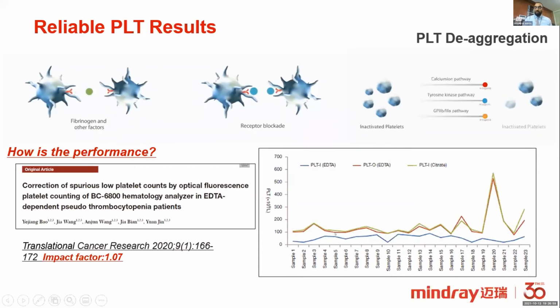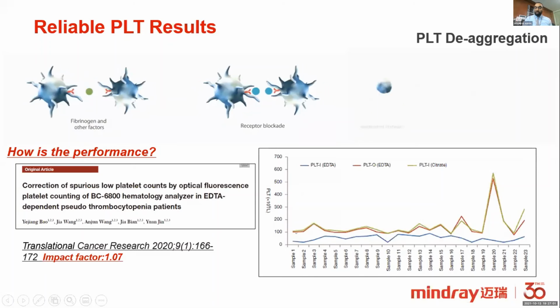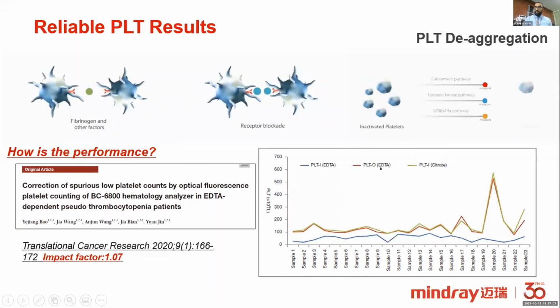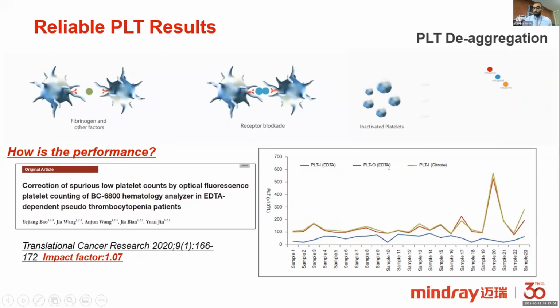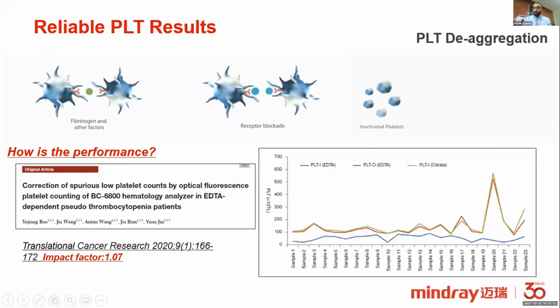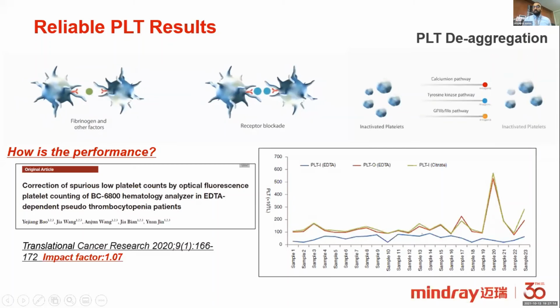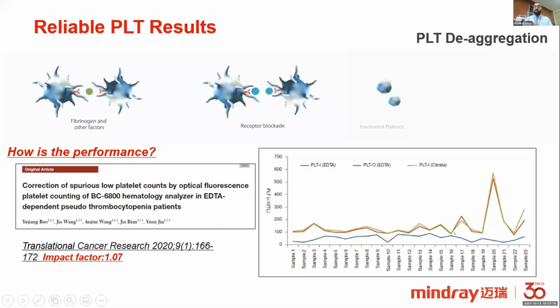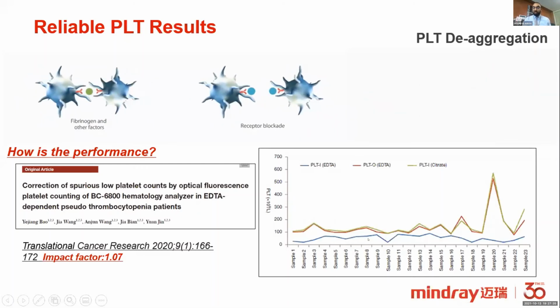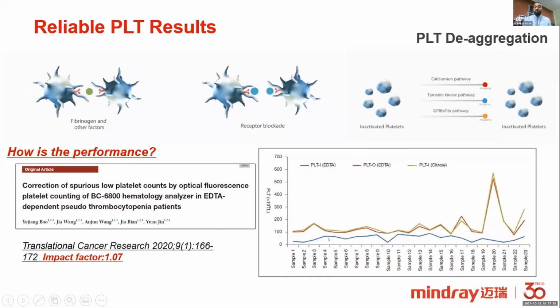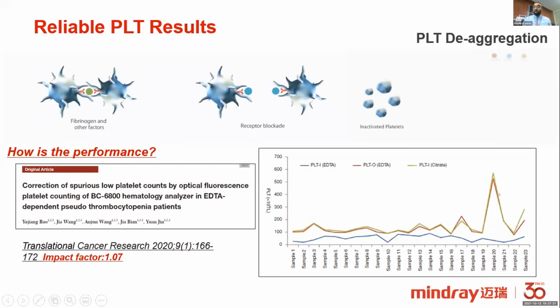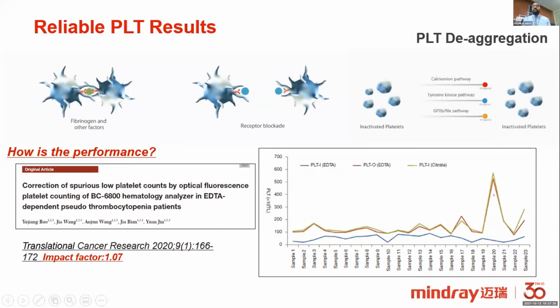And you can see here we have two colors. The red color is the PLT-O, which means optical platelet with EDTA tube anticoagulant, and the citrate tube is the green one, and the blue one is the platelet only by impedance without optical technology. And you can see here all these samples have a low result for impedance for EDTA. By the way, the result is accurate with optical and citrate.